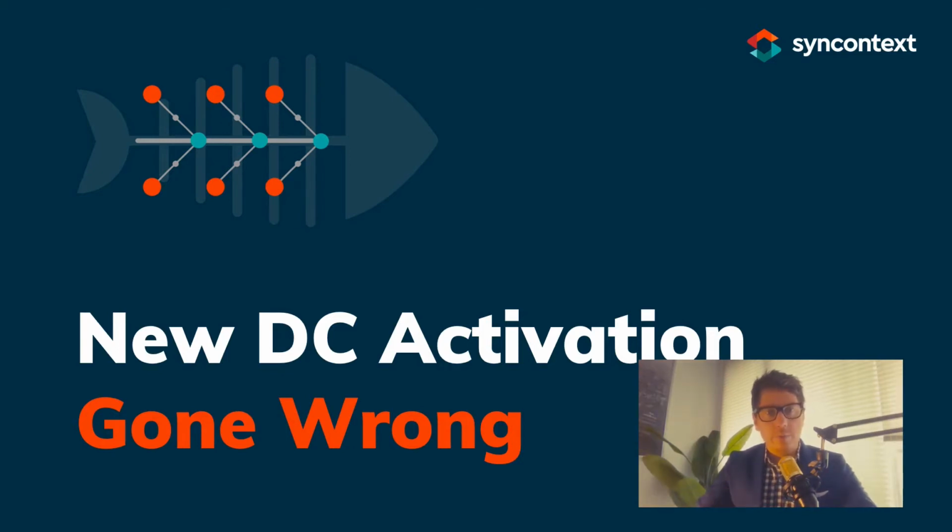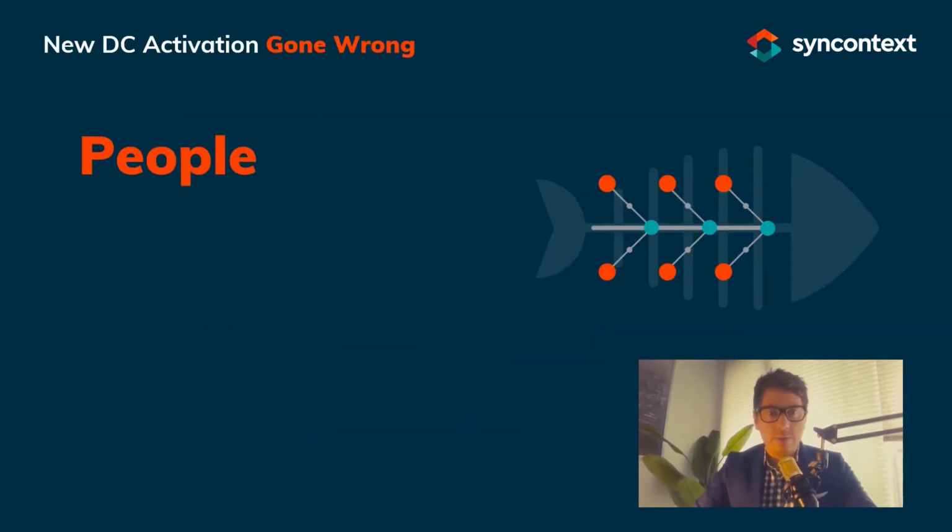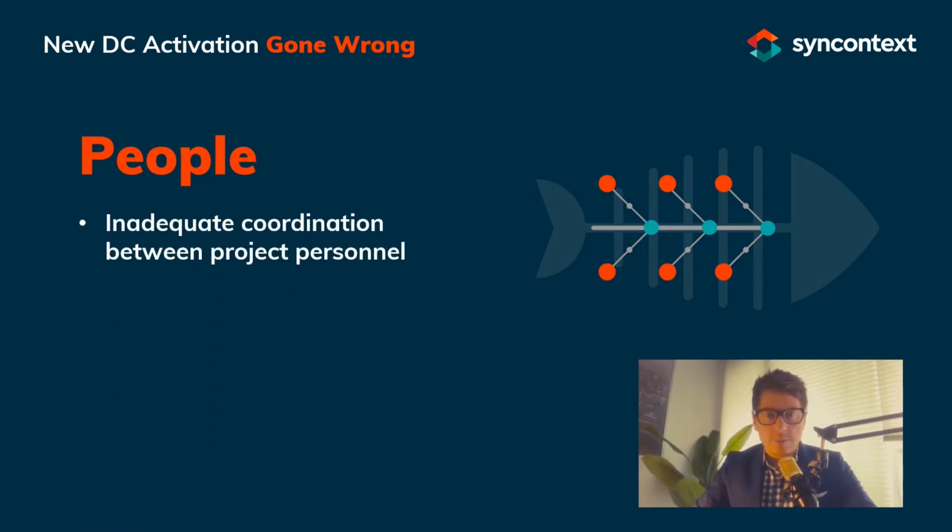As always, we'll begin with people. Inadequate coordination between project personnel. The site activation is one of the more complex, expensive, and time-intensive projects that a warehousing and distribution professional will undertake in their careers. It's a type of project that can potentially span years, depending on the level of complexity. But these types of projects typically require large teams comprised of people with lots of different skill sets and experience levels. A lack of coordination or communication between team members could potentially cause design errors, installation delays, or more.